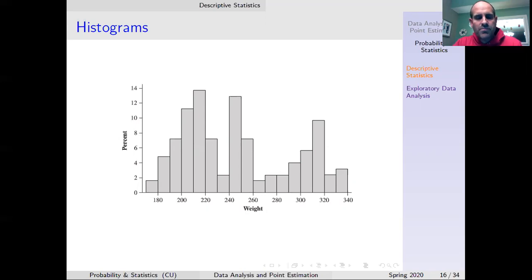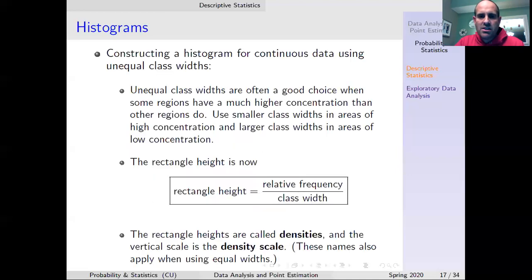And if you have some classes that are kind of smallish, then what you want to do is adjust the height of that thing to account for that. You want to make the class width wider so that you get more points. And I mentioned that this was a formula for how to adjust the rectangle height. You go the relative frequency divided by the class width. In fact, I kind of recommend that you do that all the time, and here's why.